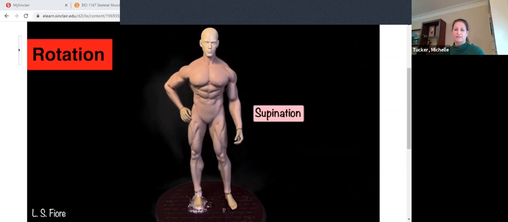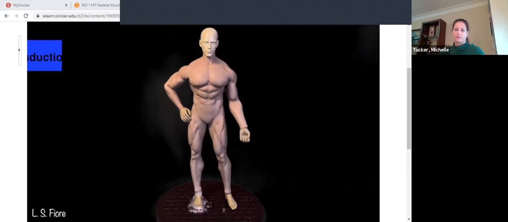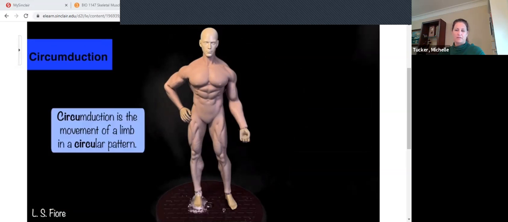So in anatomical position, we're supinated. Our palms are supinated in anatomical position.